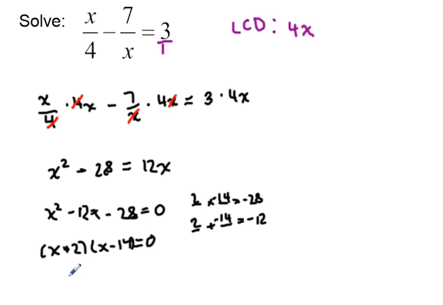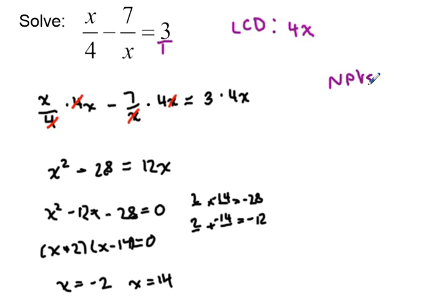So I'm going to use the zero product property now and solve each of these for x, giving me that x is negative 2 or x is 14. So before I can say both of these are solutions to the original problem, I would need to obtain my MPVs.